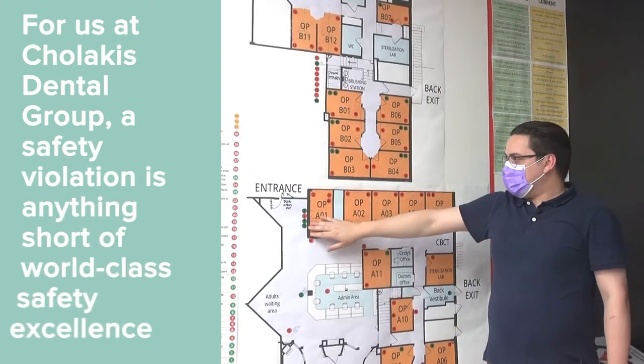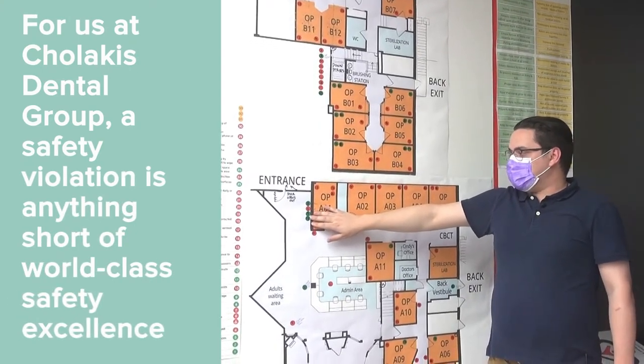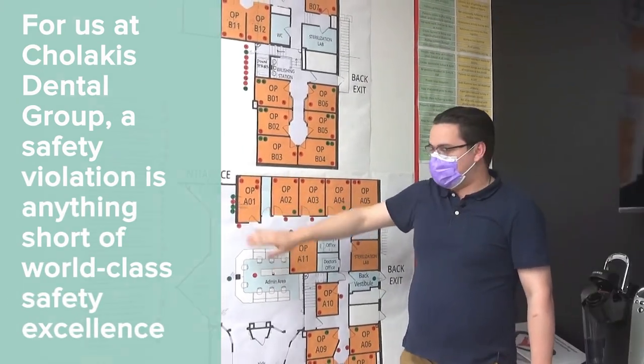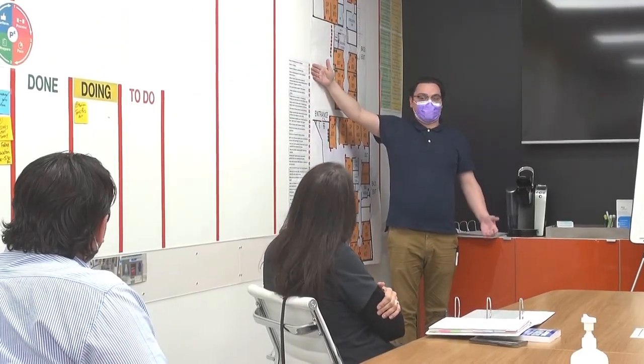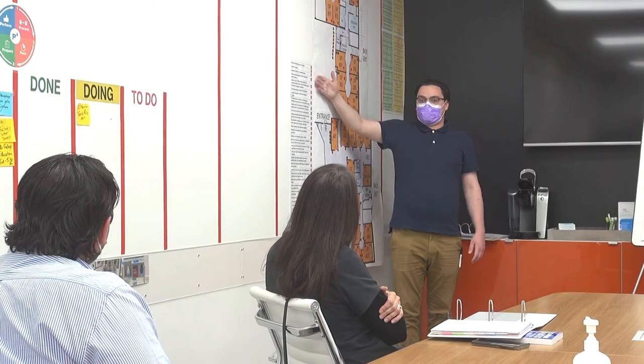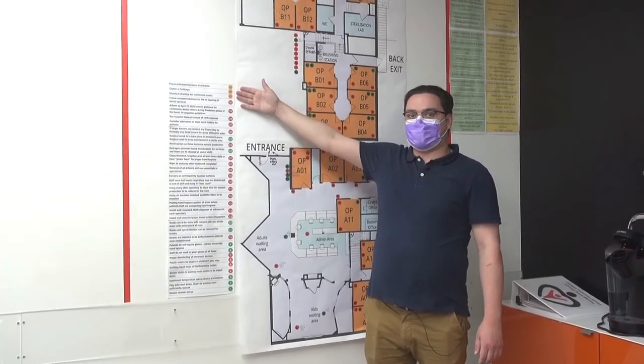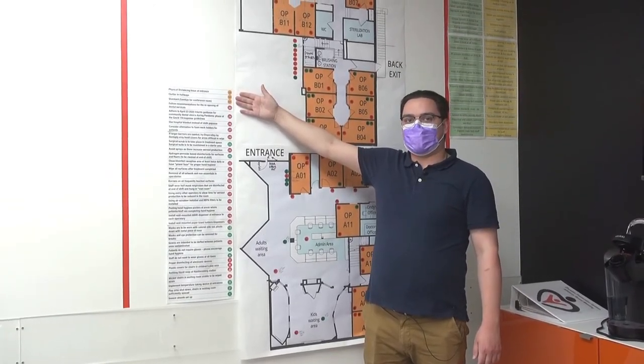As you can see, some of these safety violations have been closed already. We have a list here of 33 items, and 9 of them have been completed. And we have also found 3 of these items in our daily walkthroughs of the clinic. We're expecting this list to double in size in the next 2 weeks.